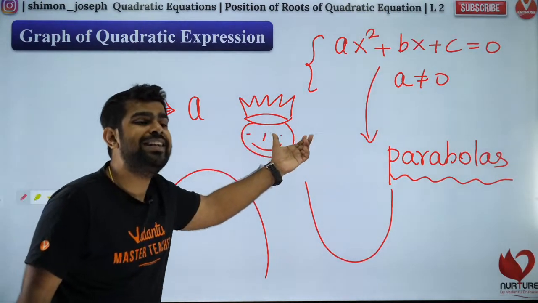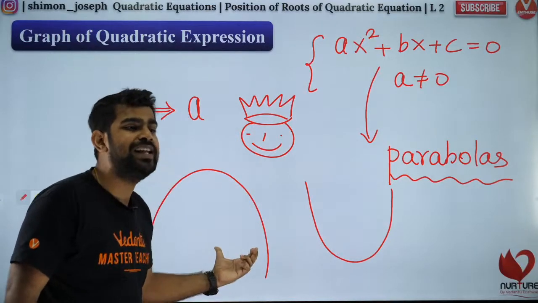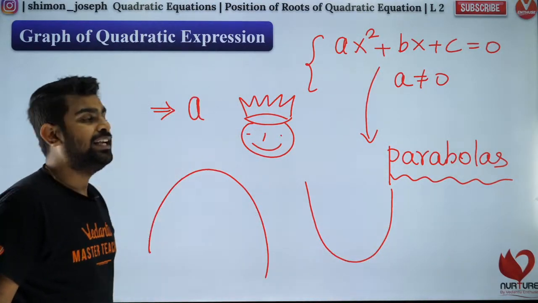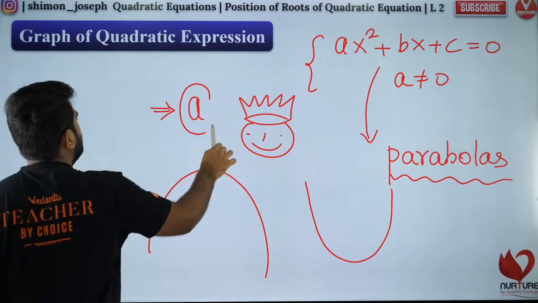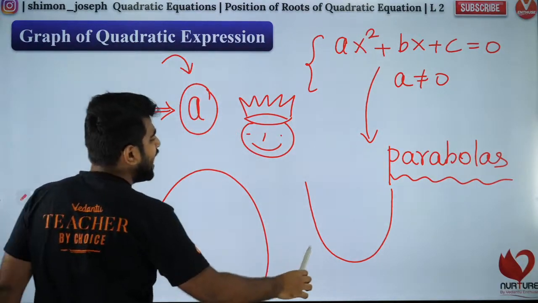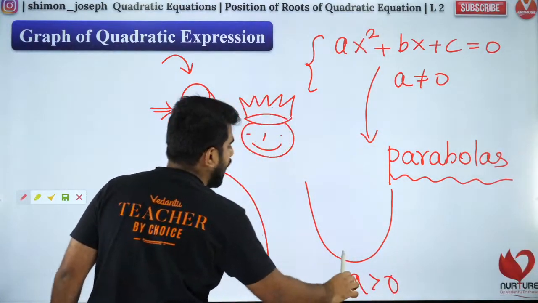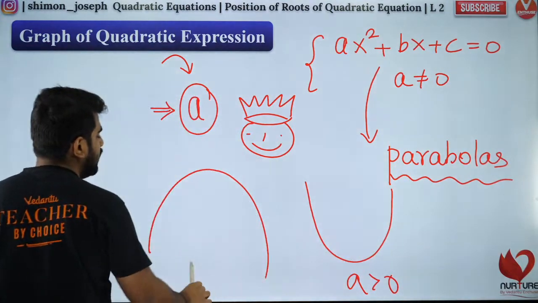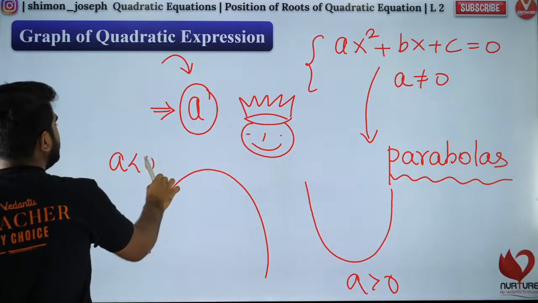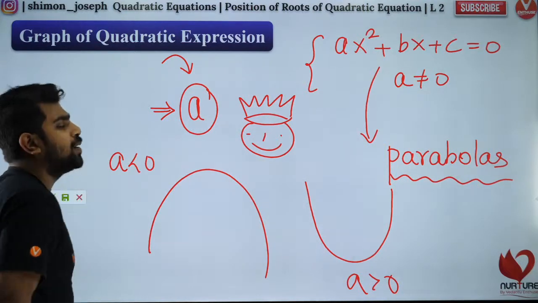But how do we determine whether it is upward opening or downward opening? It will be determined by our value of A. If A is positive, it will be an upward opening parabola. If A is negative, it will be a downward opening parabola.